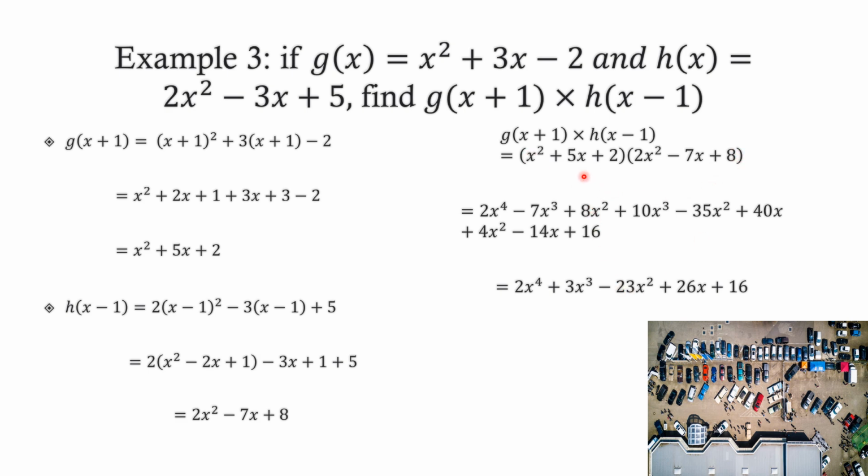We follow the same process for the 5x and for the 2. So 5 times 2, 10. x times x squared gives us x cubed. 5 times minus 7, minus 35. x times x will give us x squared. 5 times 8, 40. x times 1 gives us x. Then 2 times 2, 4. Then the x squared will be there. 2 times minus 7, minus 14. x will be there. 2 times 8 will be 16. Group like terms and have your answer simplified as this.